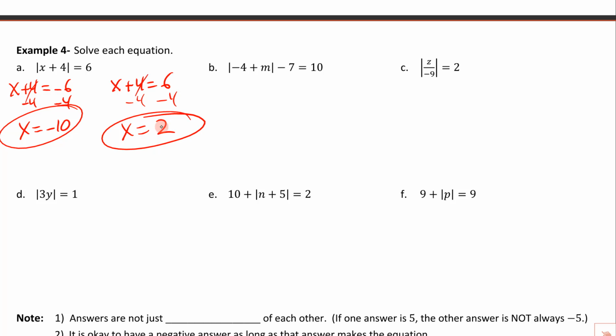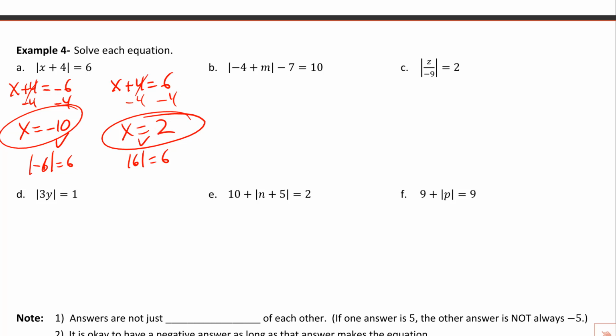Let's just do this one really quickly. Let's plug in the 2. That's easy. 2 plus 4 is 6. Absolute value of 6 is 6. So that one would work. If we plug in a negative 10, negative 10 plus 4, that would be negative 6. So we'd have the absolute value of negative 6 equals 6. So that one checks out. And of course, on this one, we had absolute value of 6 equals 6. So that one checks out. So we're in good shape on both of those.